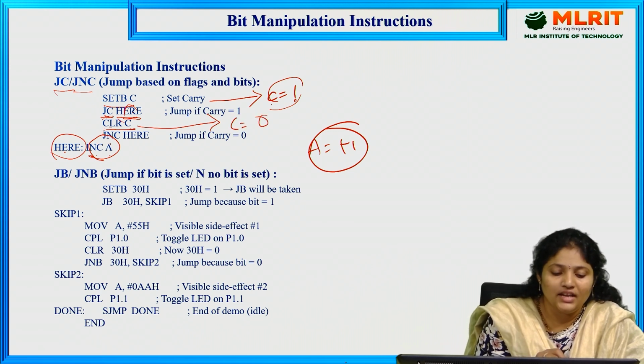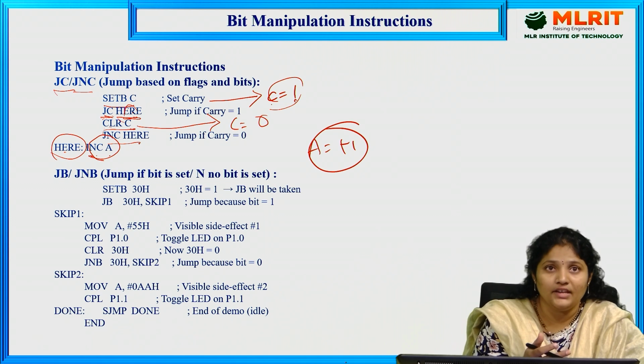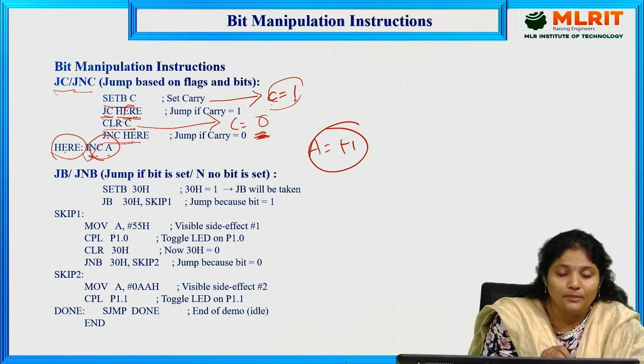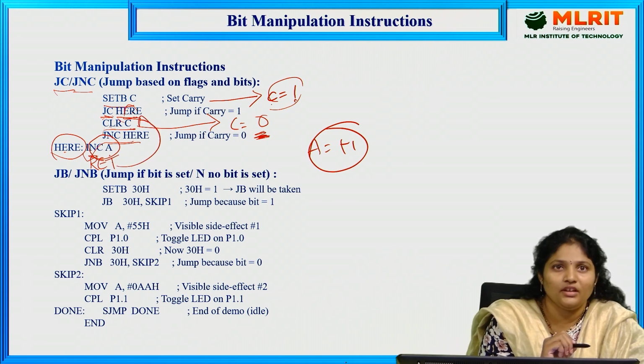So now JNC, jump if no carry. Yes, carry is not there because carry is 0, so it will again move to the increment operation. If after increment A I write return, then only it will move back to the location. If not, it will stay here only.